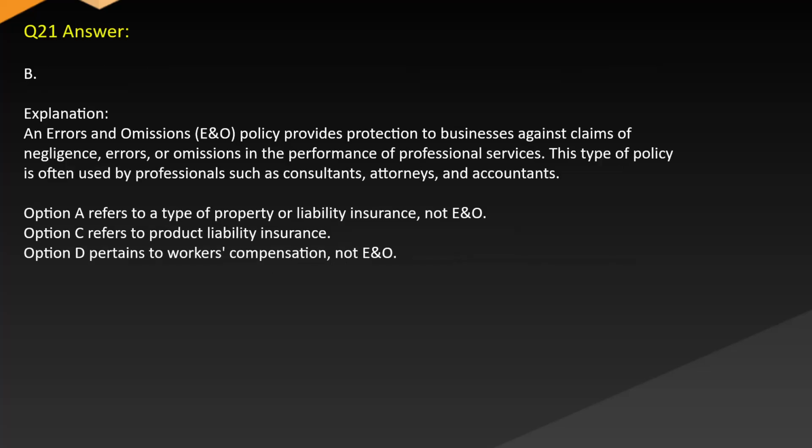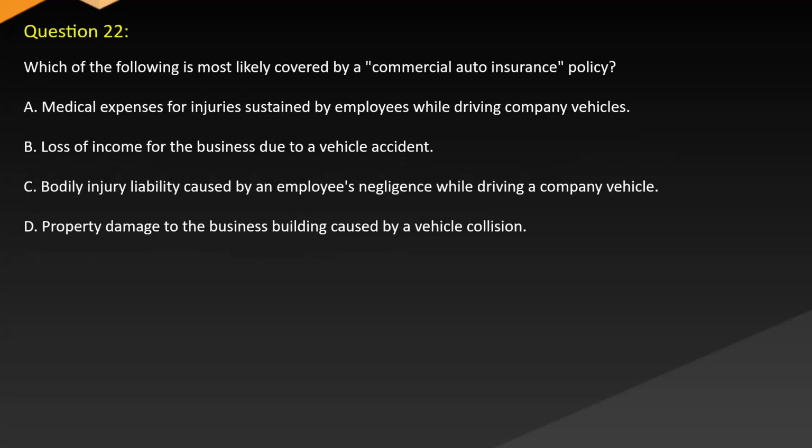Answer B. Explanation. An errors and omissions policy provides protection to businesses against claims of negligence, errors, or omissions in the performance of professional services. This type of policy is often used by professionals such as consultants, attorneys, and accountants. Option A refers to a type of property or liability insurance. Option C refers to product liability insurance. Option D pertains to workers' compensation.